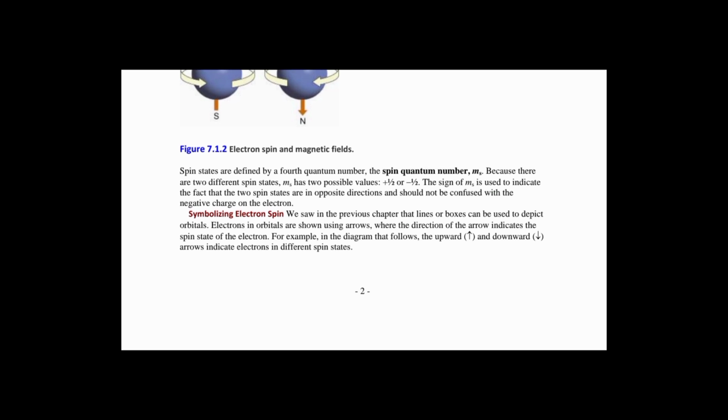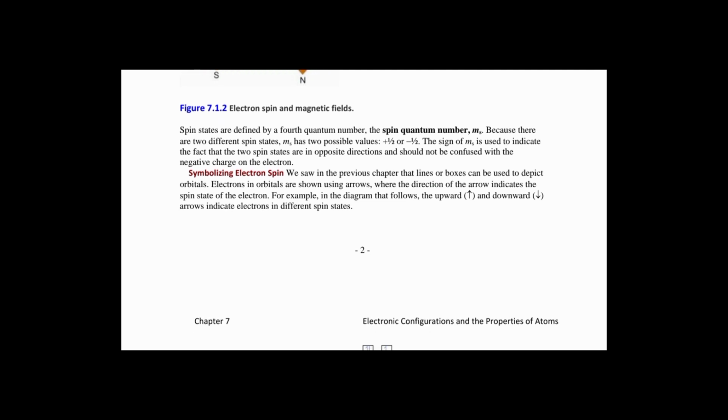Spin quantum number. What is the main topic? Spin states are defined by the fourth quantum number, the spin quantum number ms. You can write it as m or ms because there are two different spin states. Ms has two possible values, positive half and negative half. The sign of ms is used to indicate that the two spin states are in opposite directions and should not be confused with the negative charge on the electron. To symbolize electron spin, for example, upward spin and downward spin.